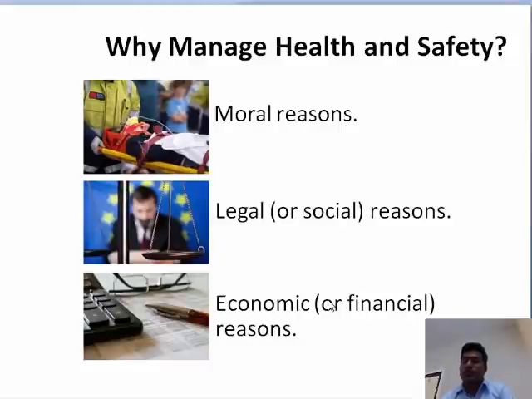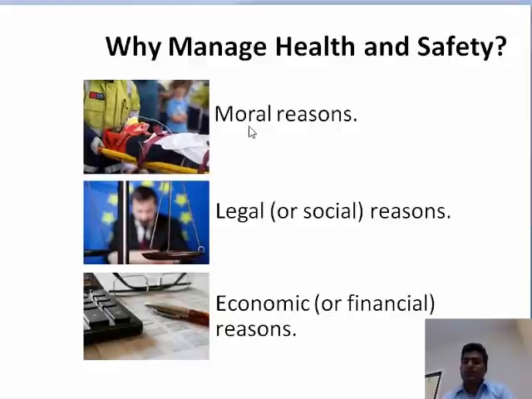And economic means if anyone is injured, fatally injured or dies at the workplace, then you have to pay compensation to that person, and you also have to give medical treatment. So your money will be spent on that person to maintain their health. You also have to pay money as compensation. So that is the legal and economic reason.